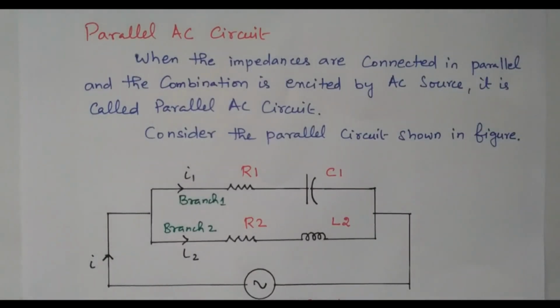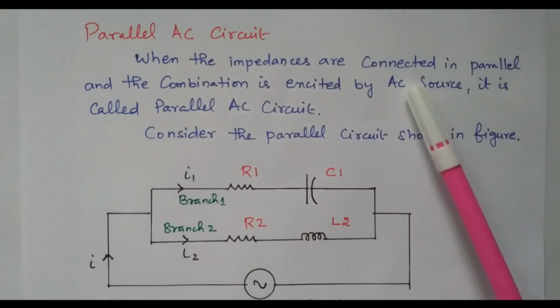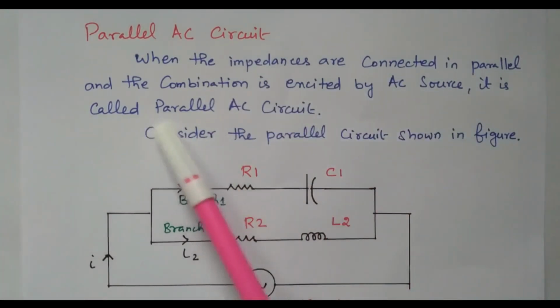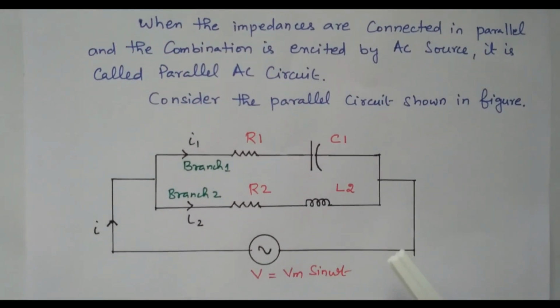Welcome viewers. In this video we will see the parallel AC circuit. A parallel AC circuit means the impedances are connected in parallel. When the combination is excited by an AC source, it is called a parallel AC circuit. The series circuits are available in a separate video. The link is available in the description box.